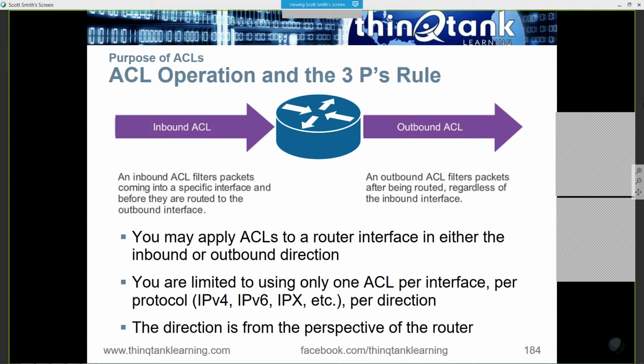So if this is a FastEthernet 0/0 interface, I can apply one access list inbound, if it's IP, or I can apply an access list outbound, but I can't apply 2 access lists inbound, or 3 access lists inbound, or whatever. Can you have 2 access lists on an interface? Absolutely. You can, if one access list is inbound and one access list is outbound.